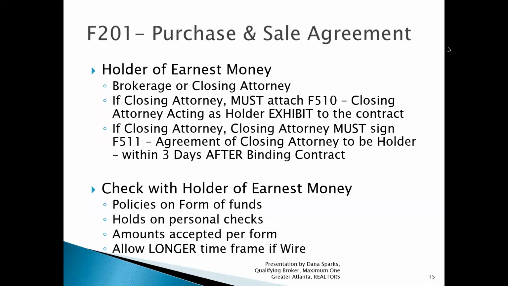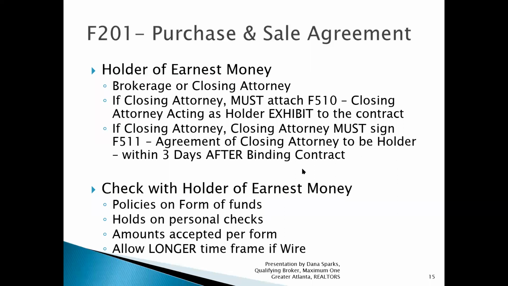And there are a lot of closing attorneys that aren't quite as well versed in the contracts as some of your brokers are. And if there is an issue regarding who gets the earnest money in a dispute, you will want the holder to be very well versed on the contracts in order to disburse those funds as they need to, based on what the parties had agreed to. If, however, the closing attorney is named as the holder, then there are certain forms that need to go with the contract. One of them has to be an exhibit to the contract, and the other one has to be an agreement by the attorney, signed by the attorney after the binding contract. I'll cover those a little more in depth when we get to that part.